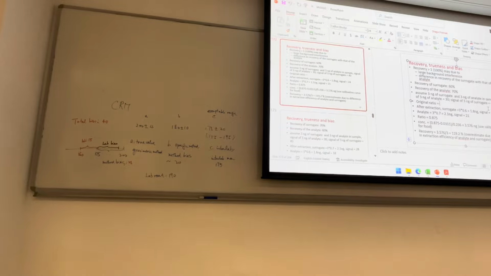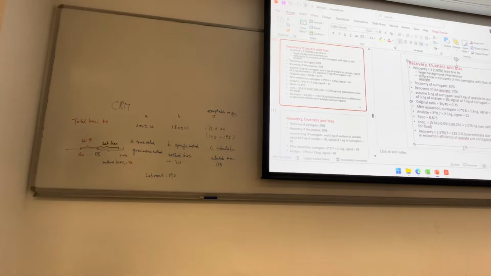30 over 40 is equal to 0.75. And now because of difference in the extraction efficiency, the ratio becomes 0.875. So you have overestimated the concentration of your analyte, okay?